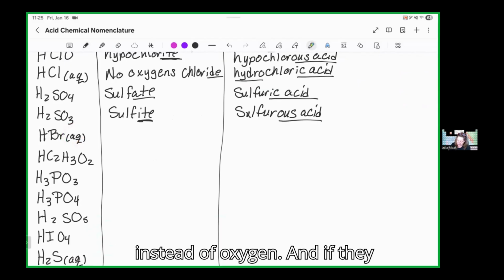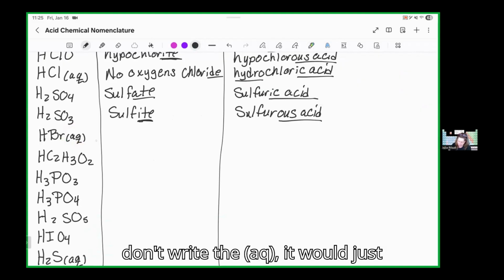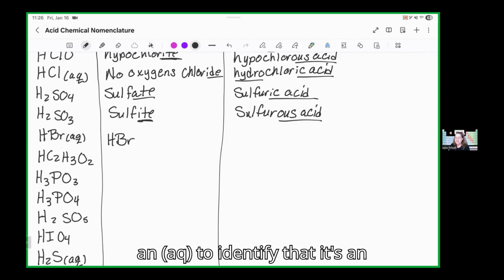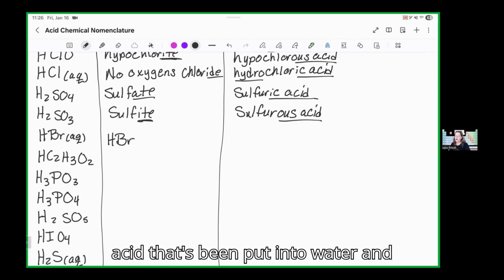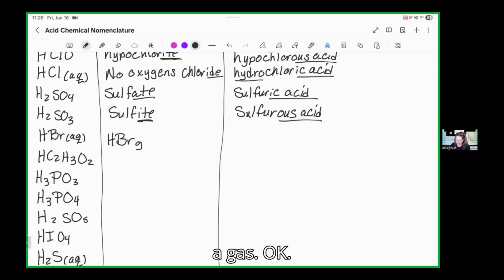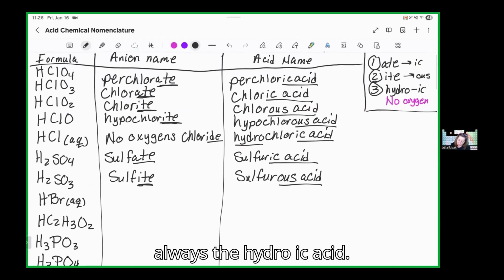Okay. So now this next one here, we notice there's no oxygens. There's an AQ instead of oxygen. And if they don't write the AQ, it would just look like HBr. Okay. Typically, it needs an AQ to identify that it's an acid that's been put into water and not a covalent compound, which would be a gas. Okay. So no oxygens is always the hydro-ic acid. So I'm going to put no oxygens.